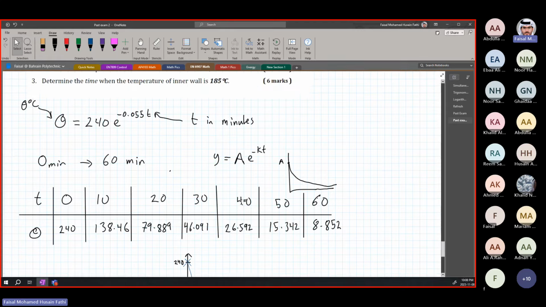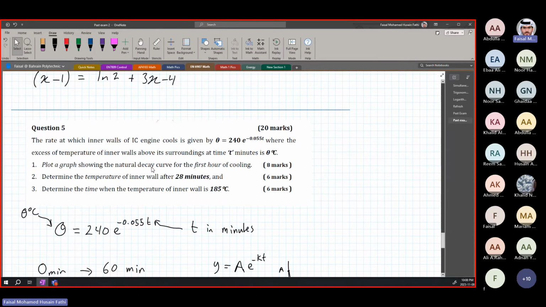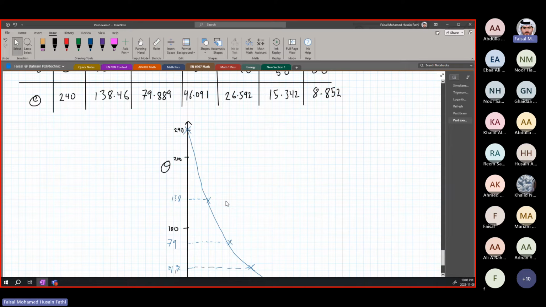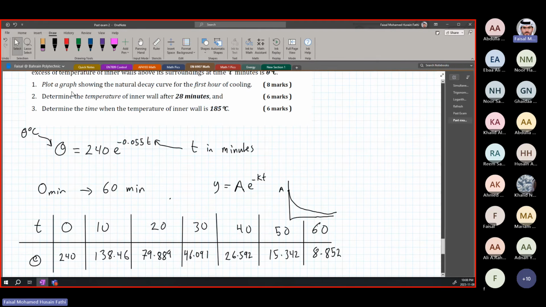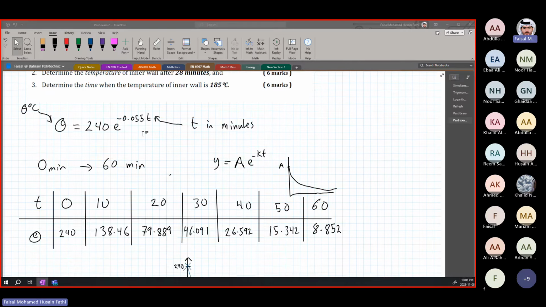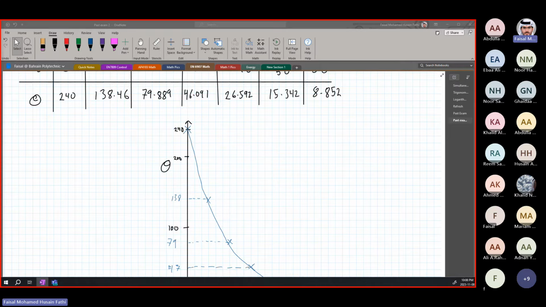Now we've plotted and we're done with the first question: plot the graph showing the natural decay curve for the first hour from 0 to 60 minutes. Done, simple. Question 2: determine the temperature of the inner wall after 28 minutes. Super easy.